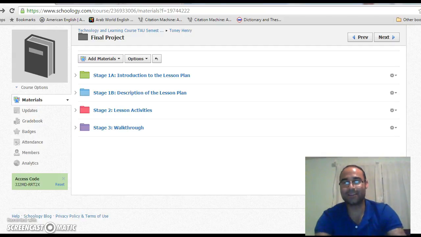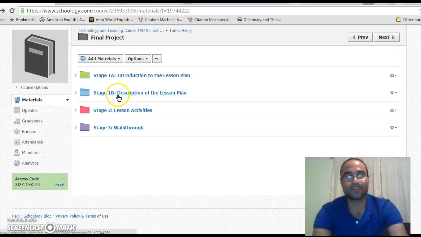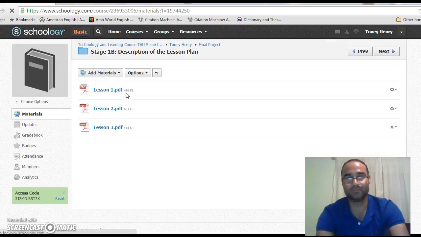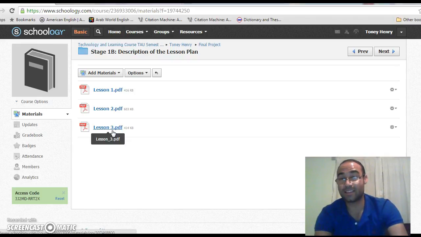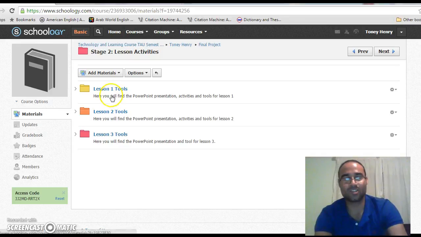Well, welcome back. We're going to start with lesson number 1, and you can find it first in stage 1B. Let's open up lessons 1, 2, and 3, the PDF files for the lesson template. And if we go back to stage 2, the lesson activities, each folder has the lesson tools in it.